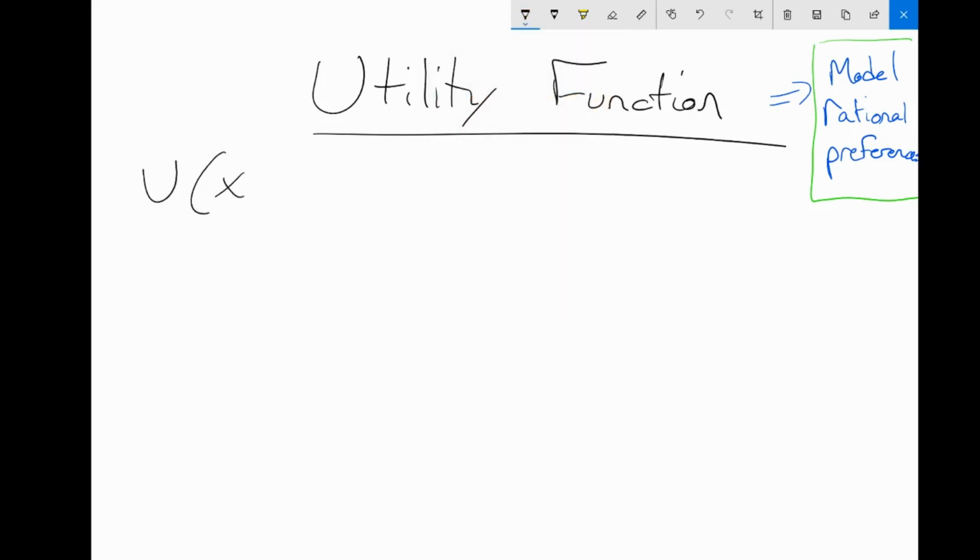So we have some utility of x. We know that it's going to satisfy completeness, and it's going to satisfy transitivity. It's going to satisfy more is better, aka we know that the derivative of the utility function with respect to x is going to be positive. It needs to have another characteristic, and this is going to come from our intuition. So let's just say it right out, and then we'll formalize it and make it clear.